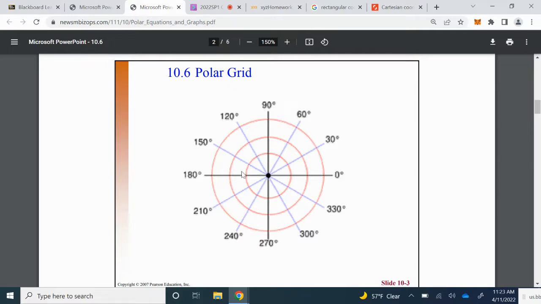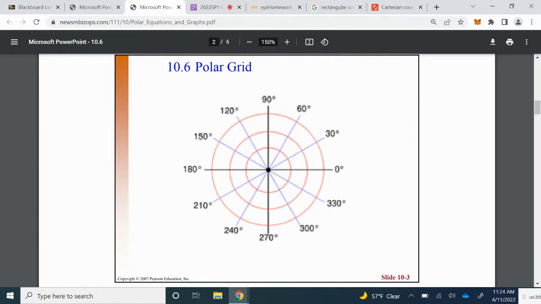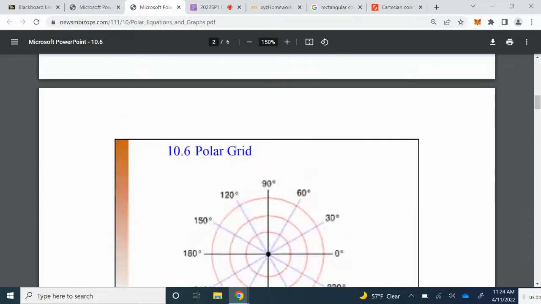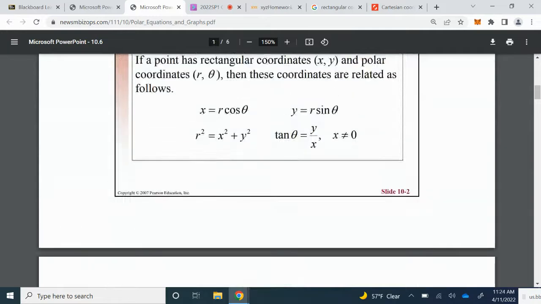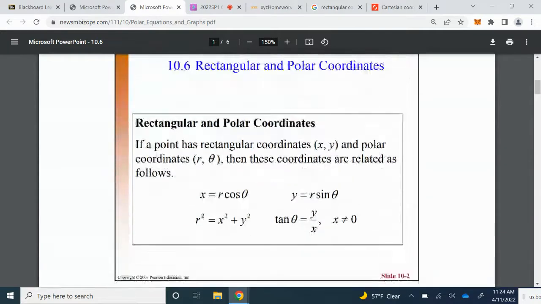So notice that this first red circle would have a radius of 1. So for example, if you wanted to plot the point 1 comma 30 degrees, or 1 comma pi over 6, and I actually can't write on this, we would plot that point here, and so on and so forth. But this is an example of a polar grid, which we had taken a look at in the last class.